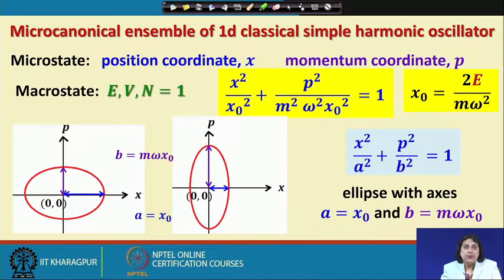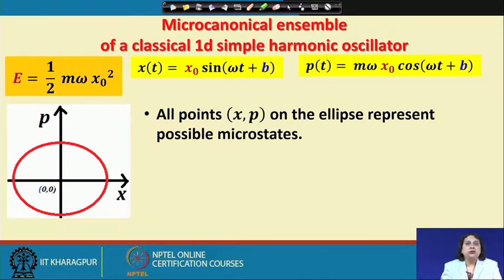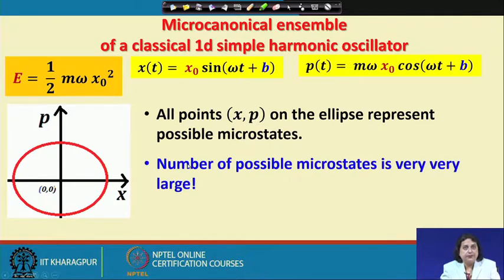And any point x and p which lies on this red curve, representing the constant energy surface in this two-dimensional space, is a representation of a microscopic state which obeys the condition that the total energy E is fixed, it is present in a constant volume, and the number of particles is equal to 1. Now, in this case, we can also say that all points on this red curve are the possible microstates for this given ensemble.